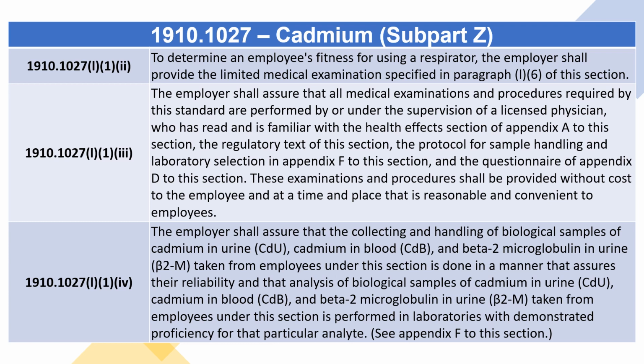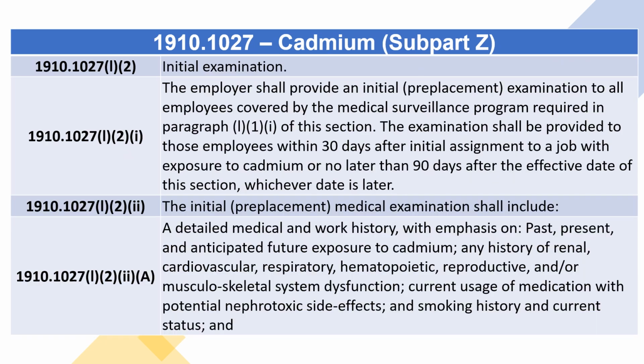1910.1027(l)(1)(iv) The employer shall assure that the collecting and handling of biological samples of cadmium in urine (CdU), cadmium in blood (CdB), and beta-2 microglobulin in urine (B2-M) taken from employees under this section is done in a manner that assures their reliability, and that analysis of biological samples of cadmium in urine (CdU), cadmium in blood (CdB), and beta-2 microglobulin in urine (B2-M) taken from employees under this section is performed in laboratories with demonstrated proficiency for that particular analyte. See Appendix F to this section. 1910.1027(l)(2) Initial examination.